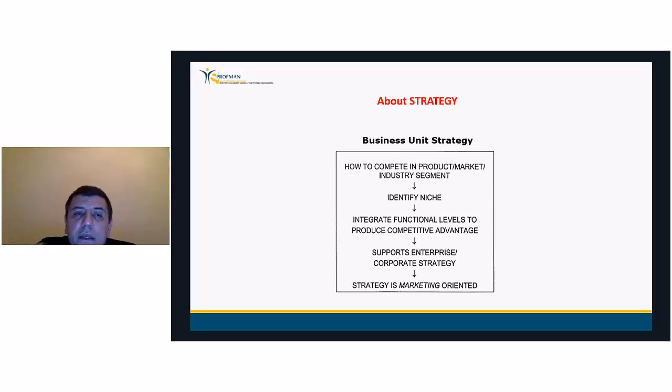This level of strategy deals with how to compete in product markets and industry segments. It identifies niche markets and niche areas. It tries to integrate functional levels to produce competitive advantage. It supports enterprise and corporate strategy, and it is always marketing oriented.